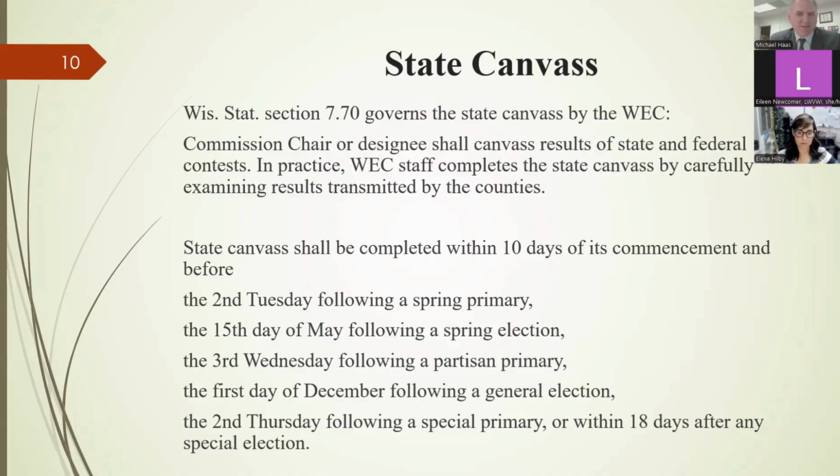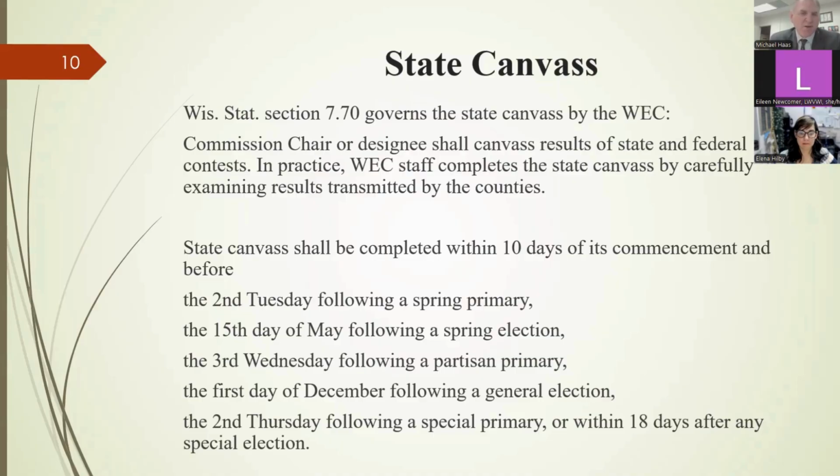Interestingly, this is not a task delegated to the commission itself. There was some debate and controversy after the 2020 election, with members of the commission who thought that the state canvass should be discussed and debated and approved during a commission meeting, but ultimately the commission chair exercised their authority and signed the canvass report.